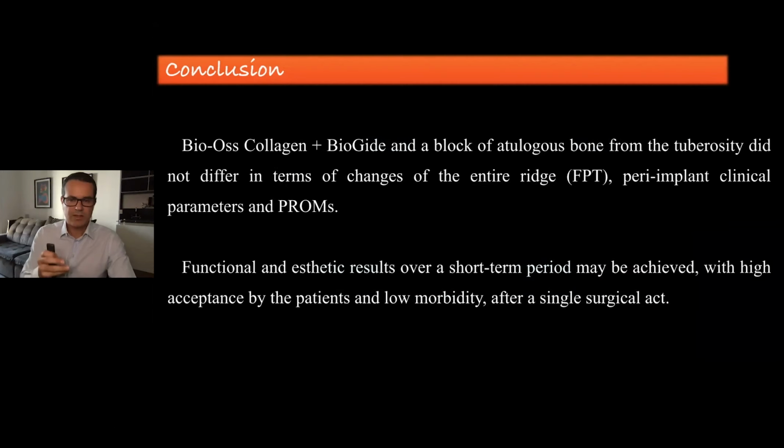So with that, in this first report, we could conclude that BIOS collagen and BioGuide and a block of autologous bone from the tuberosity did not differ in terms of changes of the entire ridge, peri-implant clinical parameters and PROMs, and functional and aesthetic results over the short-term period may be achieved with high acceptance by the patients and low morbidity after 1 single surgical act.